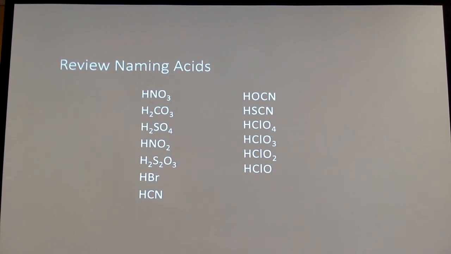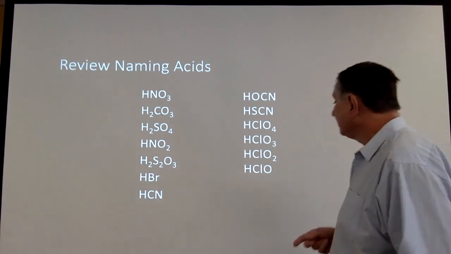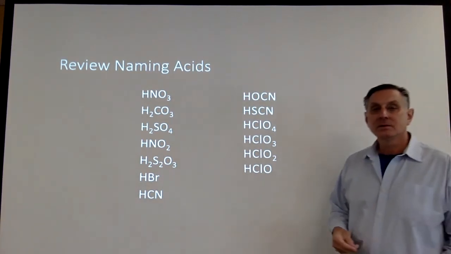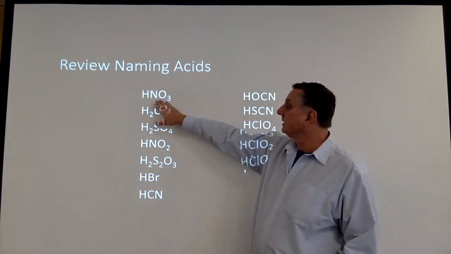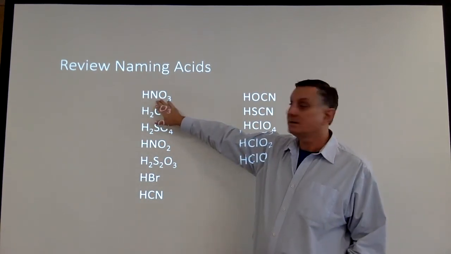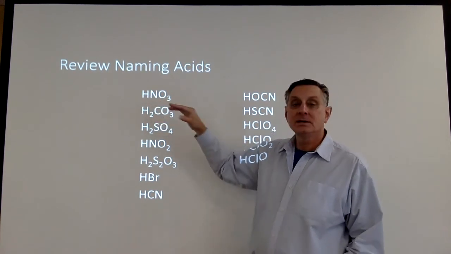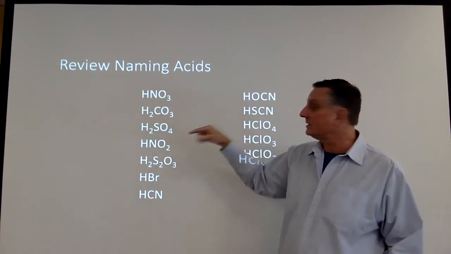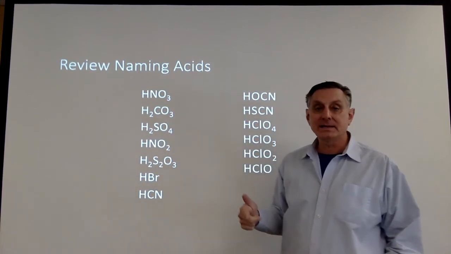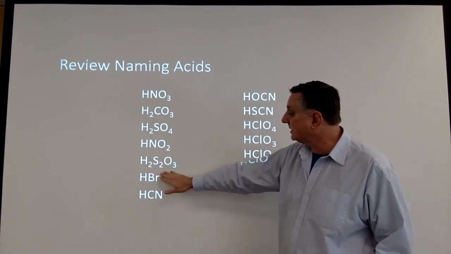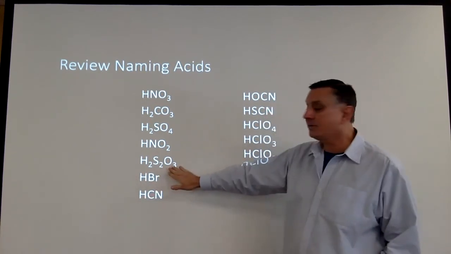How to name? Practice naming these. I'll go through just a couple. NO3 minus, nitrate. As an acid, this becomes nitric acid. Carbonate becomes carbonic acid. Down here, S2O3, 2 minus.